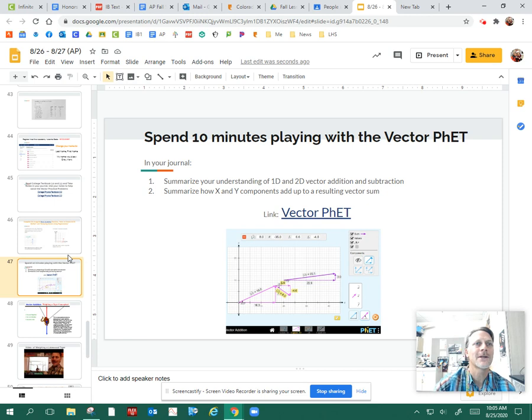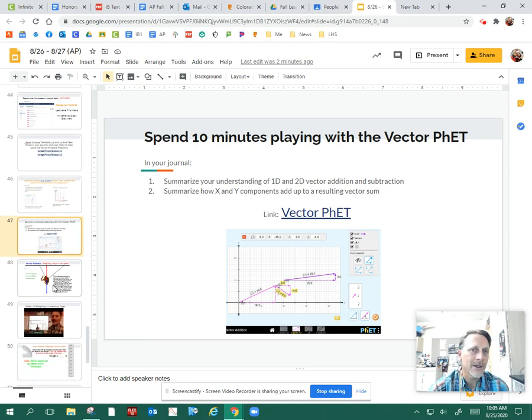The first thing to do is go to this vector PhET link and play around with vectors to get some intuitive understanding of how they work. In your journal, write a summary of what you've learned about 1D, one-dimensional, and 2D, two-dimensional vector addition and subtraction, and then summarize how X and Y components can add up to a resulting vector sum. These are going to be important skills going forward, and hopefully 10 minutes playing with this will give you a good intuitive feel for vectors.